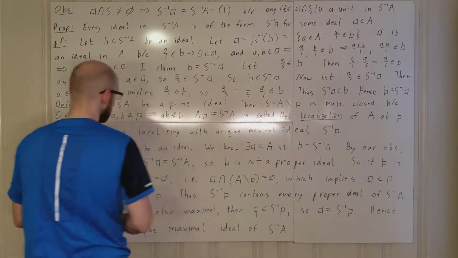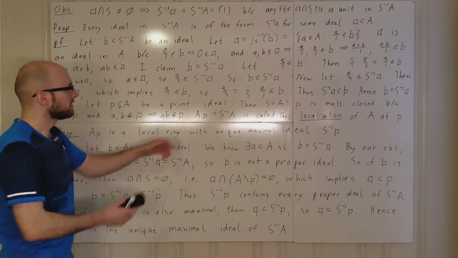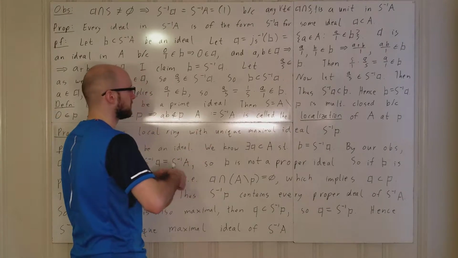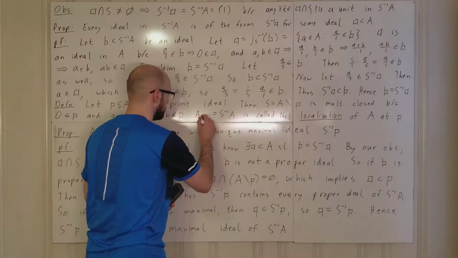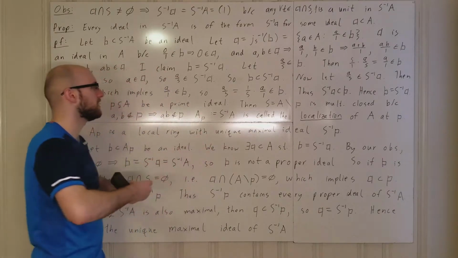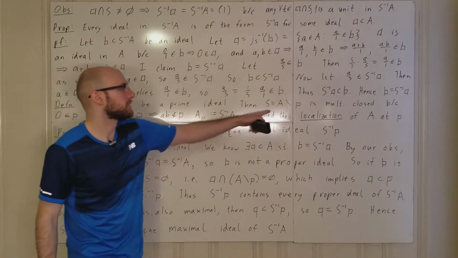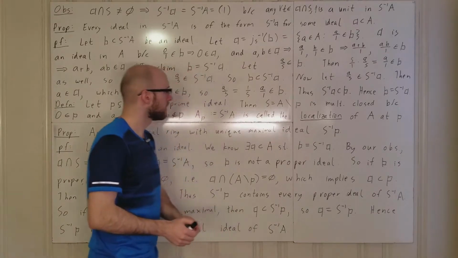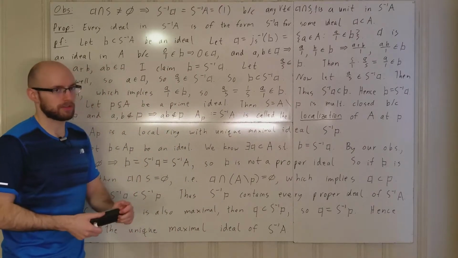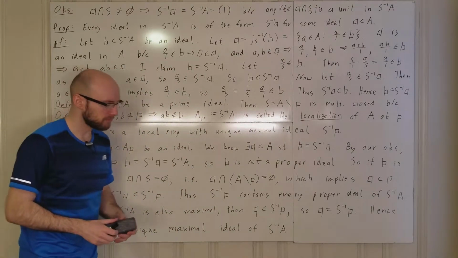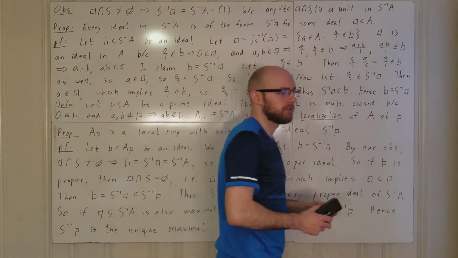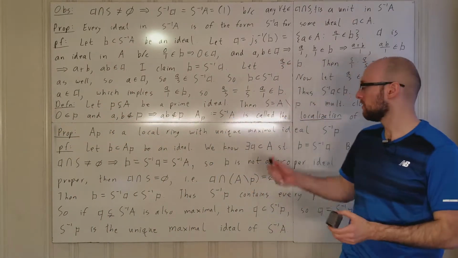Prime ideal. Anyways, A sub p, so that's not A times p, it's A and then we have a subscript p. We're going to define this to be S inverse A, where S is A set minus p. And this is a localization of A at p. And why do we call it localization? Well, you see the word local there.